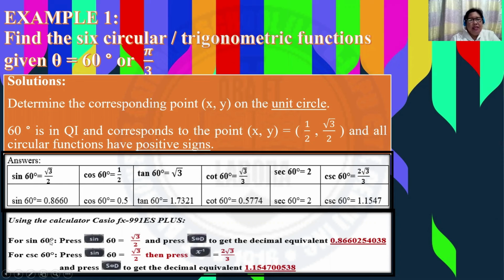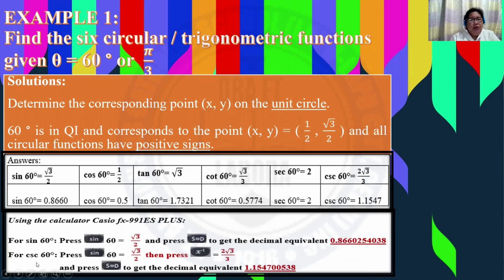For sine 60 degrees, just press sine 60 equals, it will give you square root of 3 over 2. And if you would like to change it to decimal, just press this S-D key to get the decimal equivalent, which is 0.866025438. All you have to do is round off your answer to 4 decimal places.